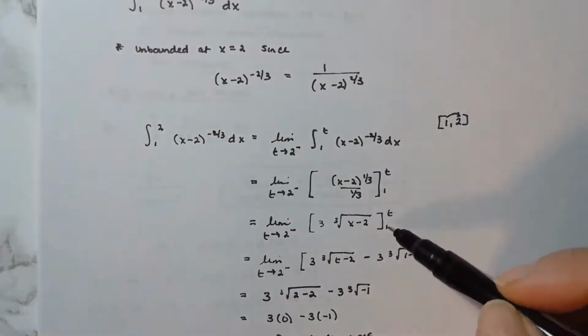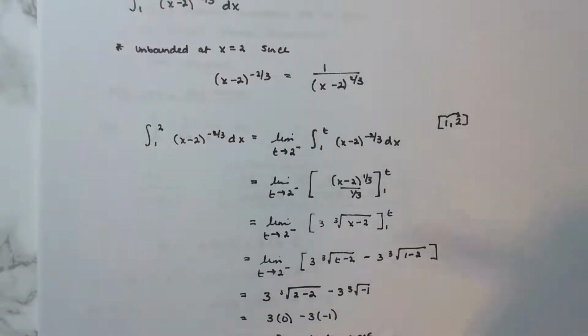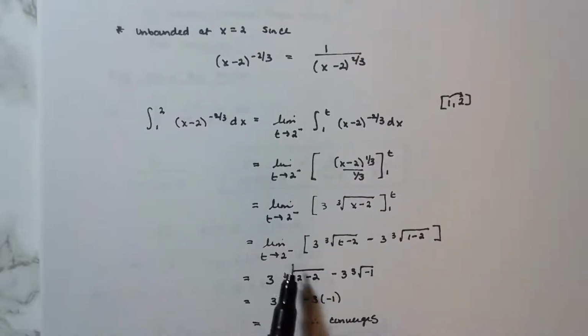All right, so now I have to evaluate it from 1 to t. So it's 3 times the cube root of t minus 2 minus 3 times the cube root of negative 1. Remember, you can have a negative under an oddly indexed radical. So the cube root of negative 1 is just negative 1. And now you plug your 2 in. I know we're getting really, really close from the left, but you actually just plug the 2 in.